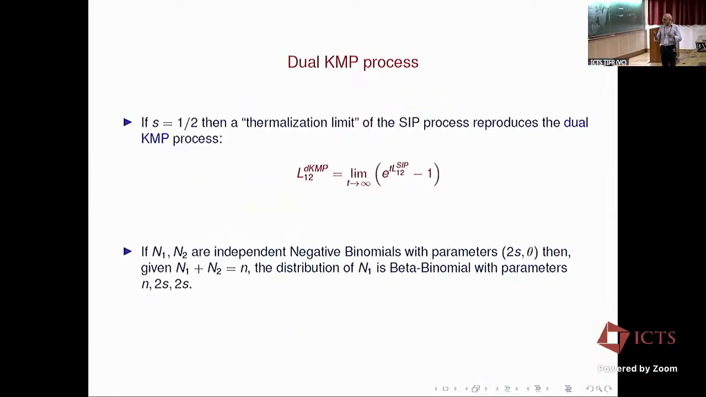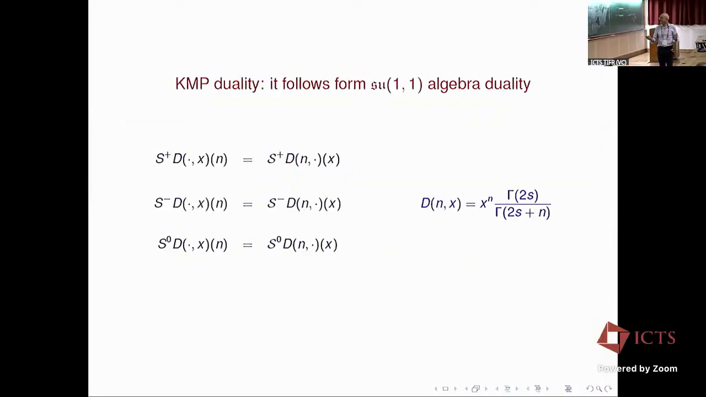And when we take the thermalization limit of this particle process, we will recover the dual KMP. Indeed, if we have a product of negative binomials, independent, and we fix their sum, then the first one is beta-binomial with this parameter, and when S is 1/2, that's uniform again. So this is an example, but as I said, it applies to a very large class of examples.